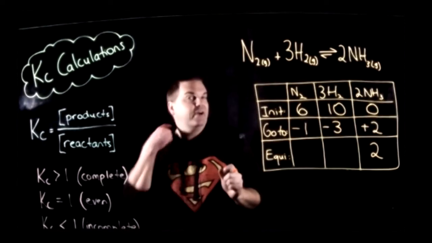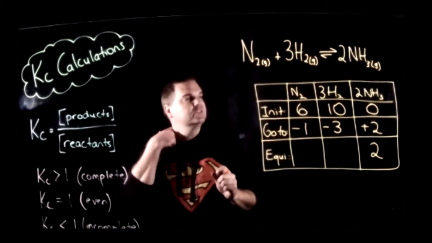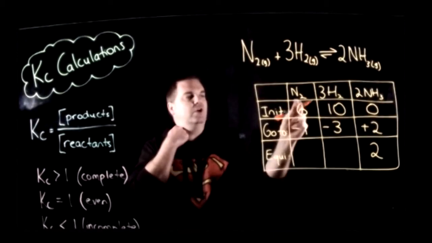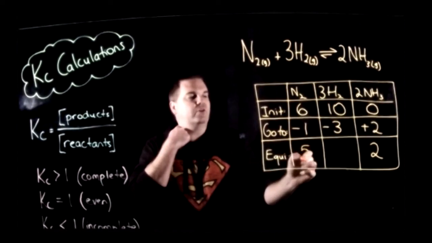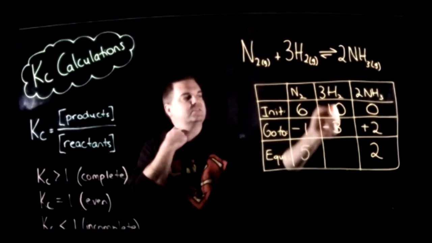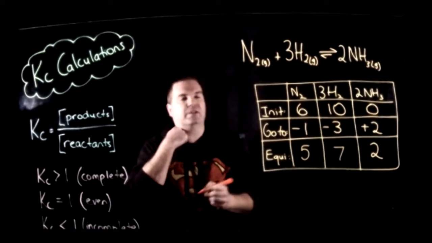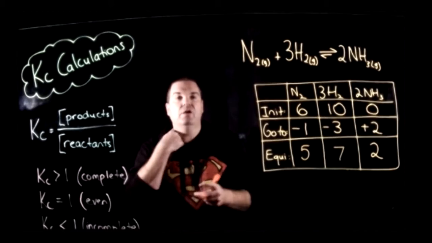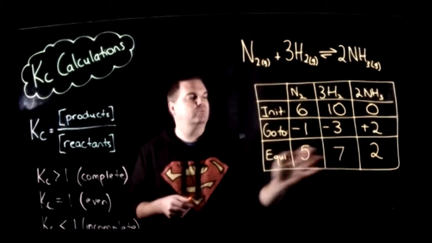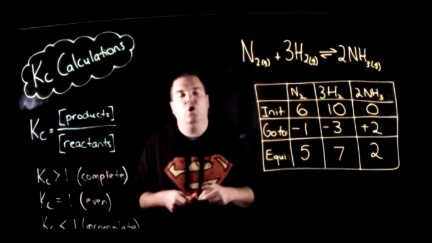Now we can work out our equilibrium concentrations of nitrogen and hydrogen. 6 minus 1 gives us 5 moles per litre of nitrogen. 10 minus 3 gives us 7 moles per litre of hydrogen gas. So now what we've got is our equilibrium concentrations, okay?